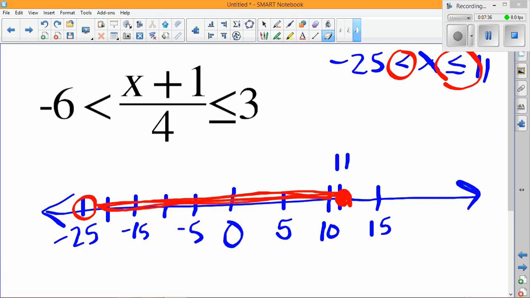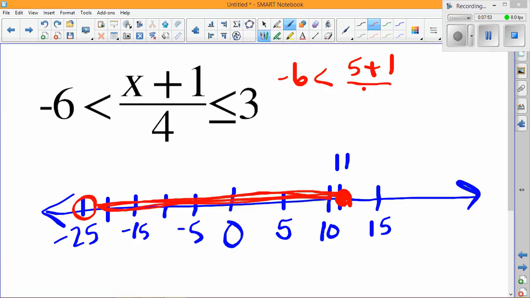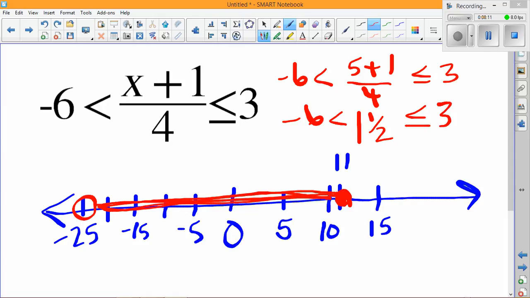And if you don't believe me, you can even plug some of these values in. So take the original inequality. Let's pick a number that's in our graph. How about 5? So where I have an x, I'm going to put a 5. So I'm going to get 6 divided by 4. And that means I'm going to get 1 and 1/2. Is 1 and 1/2 greater than negative 6, but less than or equal to 3? Yes, this is a true statement.